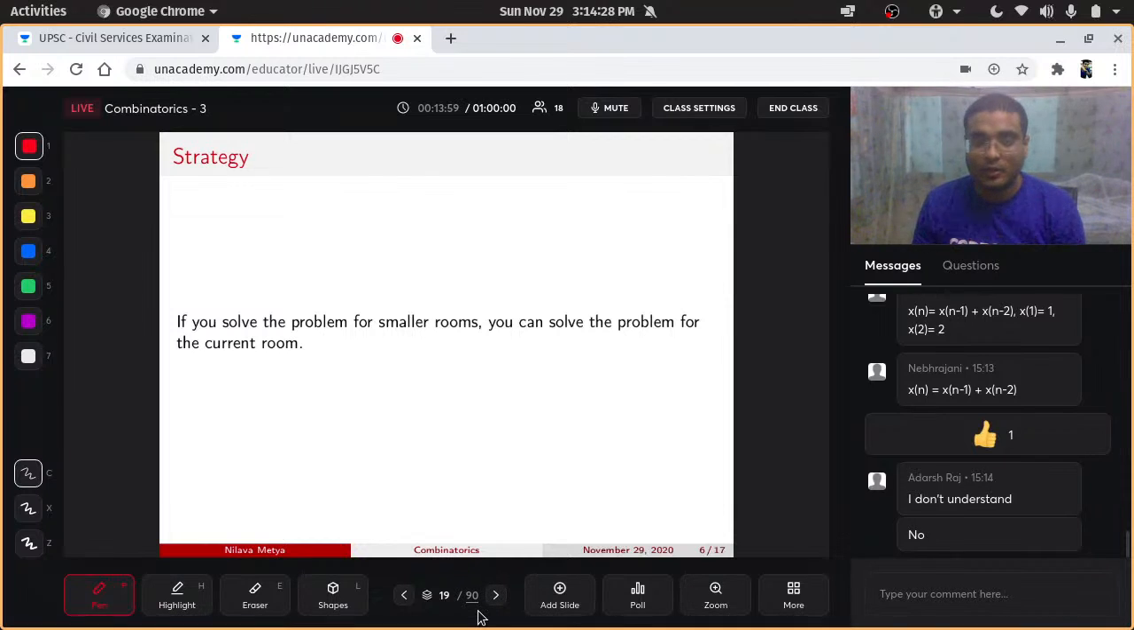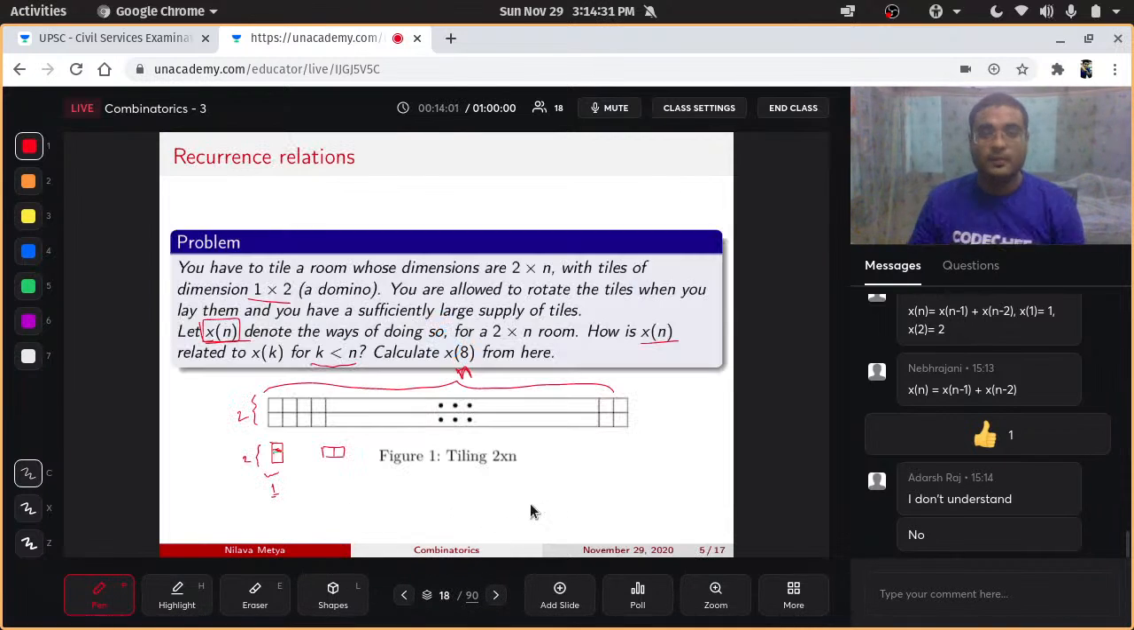Did you understand? Okay, no. So I shall repeat the question. I am tiling a room of dimension 2 by n. Tiling with what? The only tiles I have are these kind of tiles.